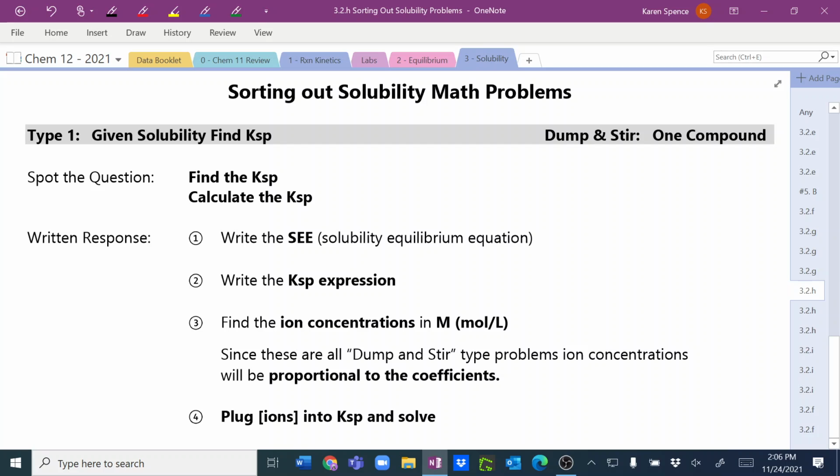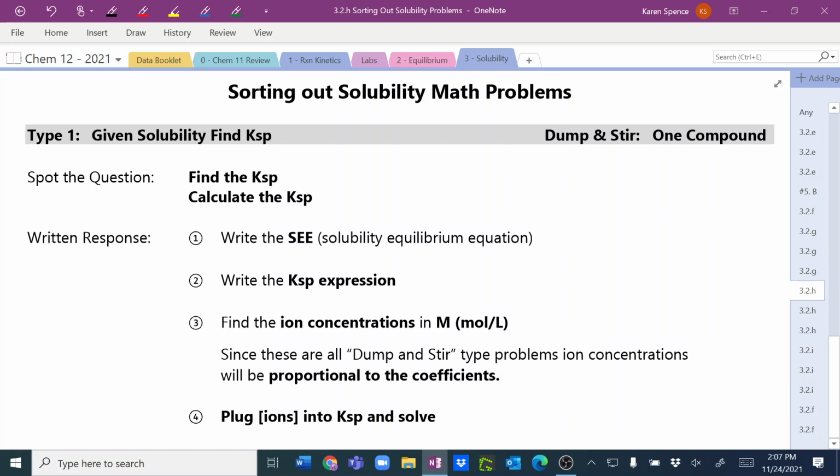so I think what we're going to do is just go through these a little bit, but mainly this is a reference for you. In type 1, there's no particular reason that this is type 1. They needed to be a type, and this was the first one I wrote down. It's given the solubility, find the KSP. So you will be given a molar concentration, and you'll be asked to find the KSP. These are usually pretty straightforward because it will say, find the KSP, or calculate the KSP. So this is really easy to recognize.